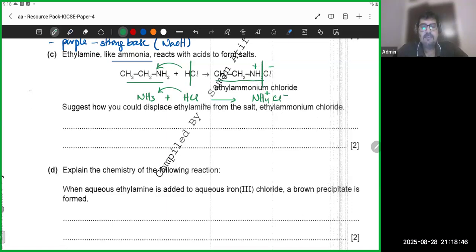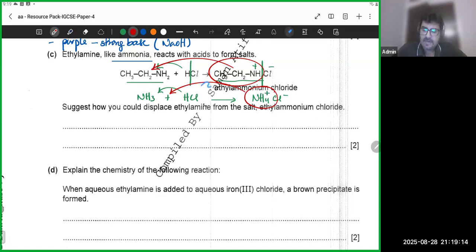So it's doing exactly the same. Now, what he's saying in the question is, how could you displace ethylamine from the salt? So the salt is now formed. Now what he wants is the ethylamine back. He's saying, how would you go back? If you have NH4 plus 1, how do you go back? That's a pretty simple question.